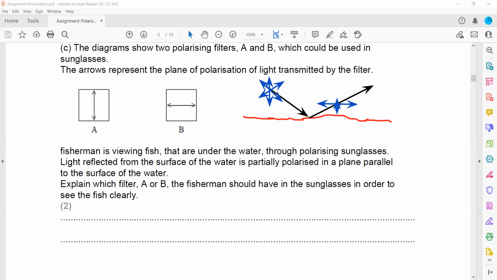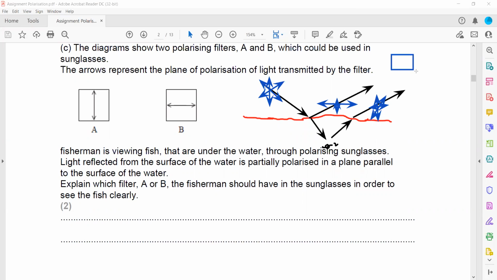Then when the light travels, it will refract, and say this is a shoal of fish. So when it bounces back, it will also have components. So these are the components which are there. What we want is to reduce the reflection. We don't want to see the reflection from the surface. We want to reduce the reflection.